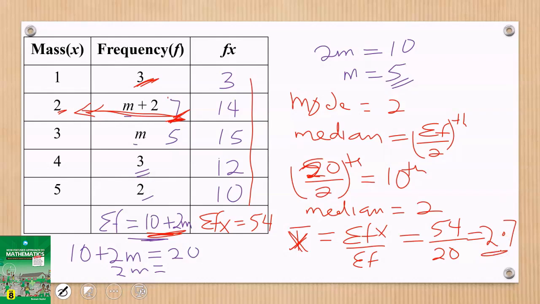Well, I'm sure this has really helped you to understand more about finding the central tendency, that is the mode, the median, and then the mean under ungrouped frequency.